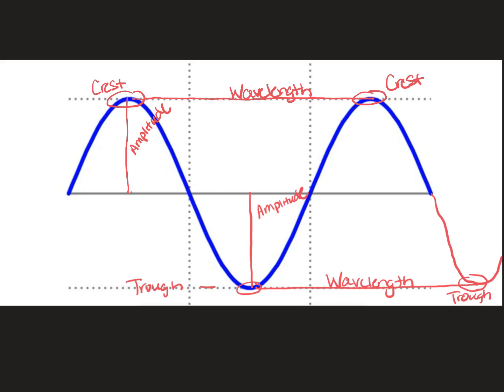So we could also say the wavelength is measured from crest to crest, or trough to trough. And that is what you need to know for the parts of the transverse wave.